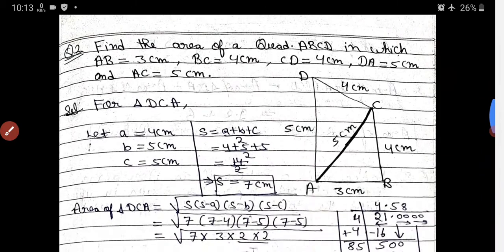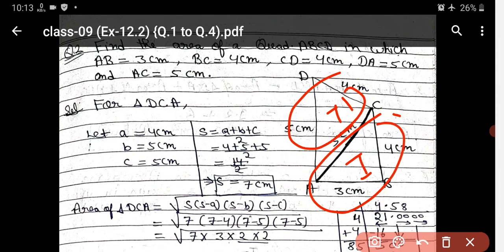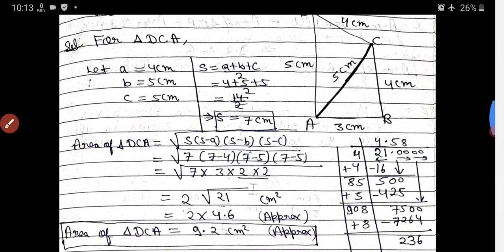Now just look here. This quadrilateral is made of two triangles. It is your first triangle, it is your second triangle. In the first triangle you have all three sides now. In the second also you have the three sides. So you have to find the area by using Heron's formula separately, and then in the last you have to add. Then you will get the area of the required quadrilateral.